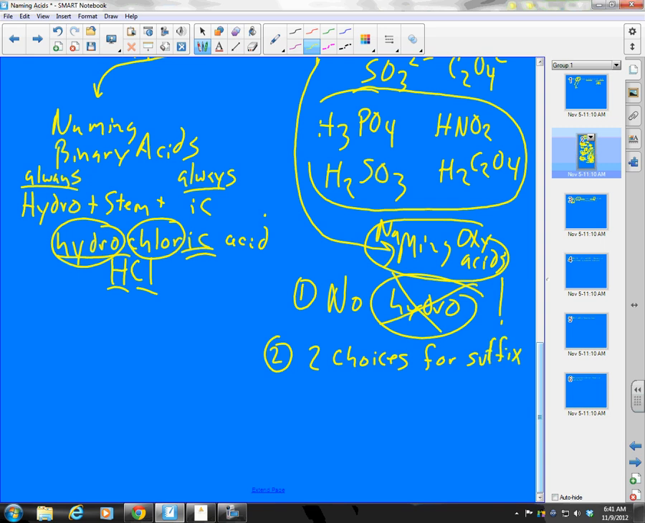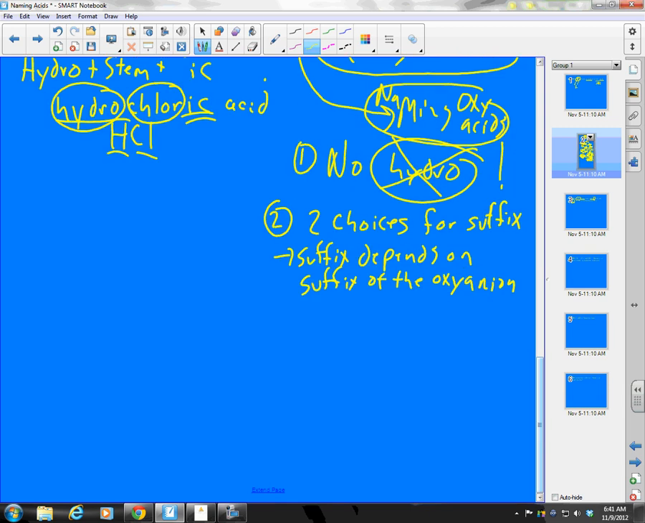And the suffix depends on the suffix of the oxy anion. So that means I look at the oxy anion to determine my suffix for my acid. Remember, my oxy anions end in either ate or ite, right? Like chlorate or chlorite.